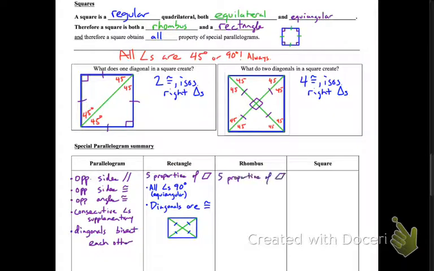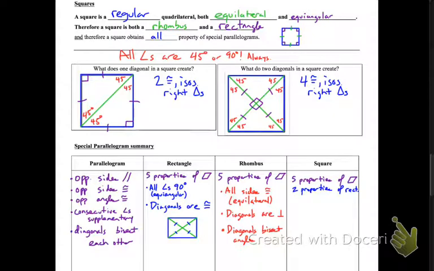What's true about a rhombus? Well, it also has all the properties of a parallelogram, plus all the sides are congruent, it's equilateral, the diagonals are perpendicular, and the diagonals bisect the angles. And then what do you need to know about a square? Well, it has the 5 properties of a parallelogram, the 2 properties of a rectangle, and the 3 properties of a rhombus. You're going to need to know all of these properties. Some of these you should already know, but you're going to need to know all of those.